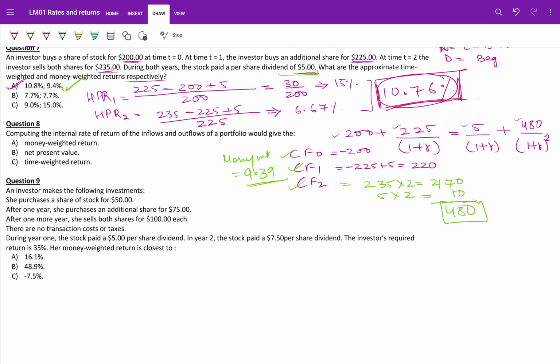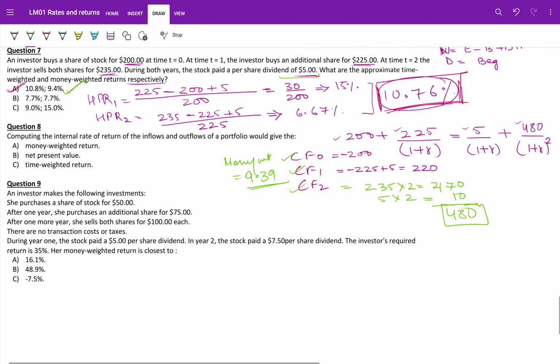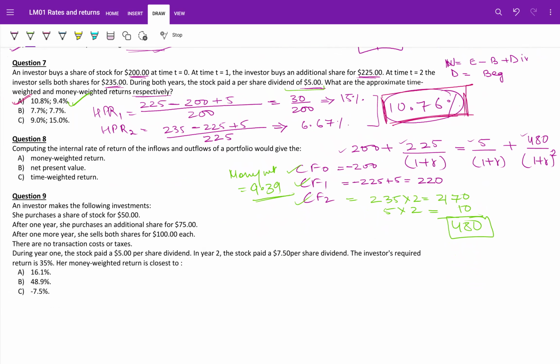Question number eight is a theoretical question. Computing the internal rate of return of the inflow and outflow of a portfolio would give us... So if we talk about the inflow and outflow of money in the internal rate of return, we are talking about the money weighted rate of return. When we are talking about the holding period return, we are talking about the time weighted rate of return.